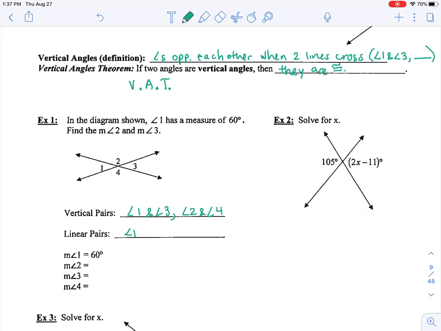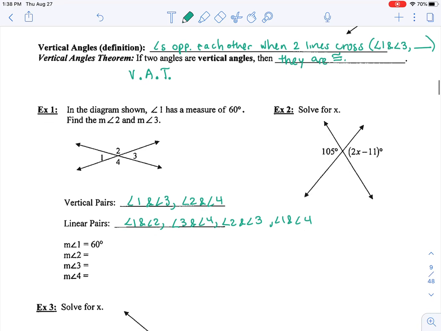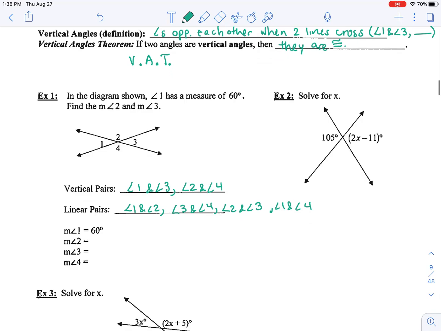So angle 1 and angle 2, angle 3 and angle 4, angle 2 and 3, and 1 and 4. Go ahead and hit pause and enter in your answers for 2, 3, and 4. You should have gotten 120 degrees, 60 degrees, and 120 degrees here.